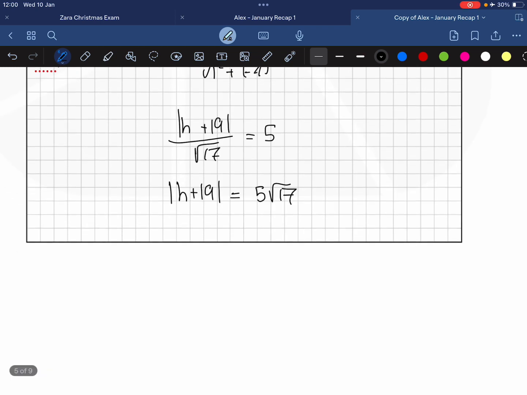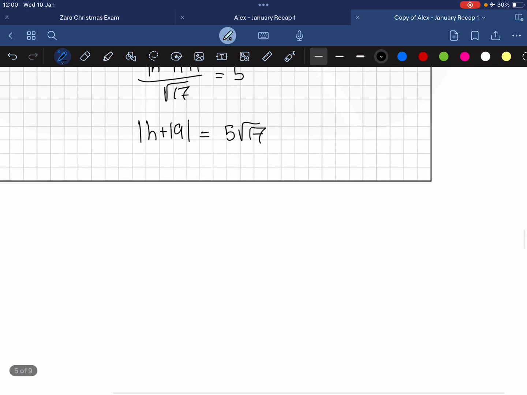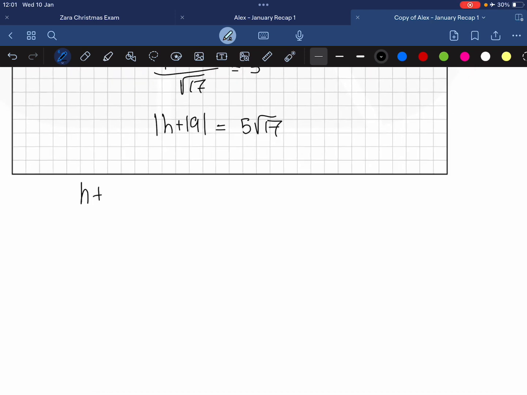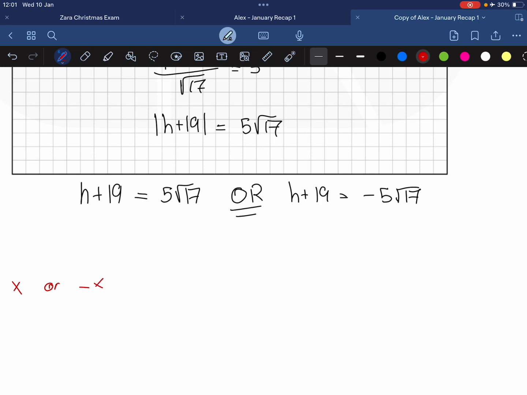To get rid of an absolute value, we just square both sides. So when we do that, we end up having h plus 19 is going to be equal to 5 root 17, or h plus 19 is equal to minus 5 root 17. Why is it that? Well, it doesn't matter if we have x or minus x. When we square both of them, what we end up having is x squared or x squared. So even though it's positive and negative, when we square it, it has to be positive. So we just take both of them.